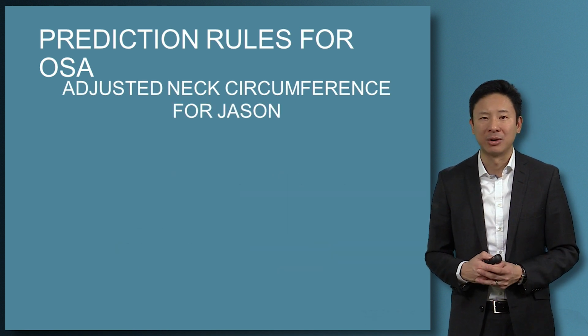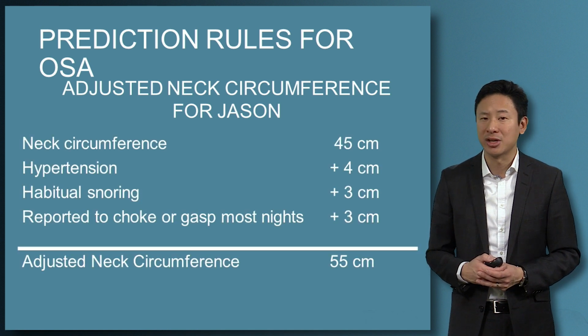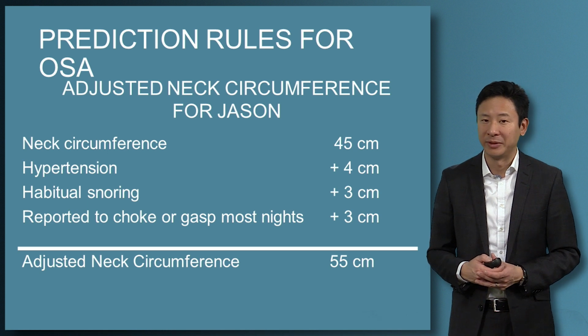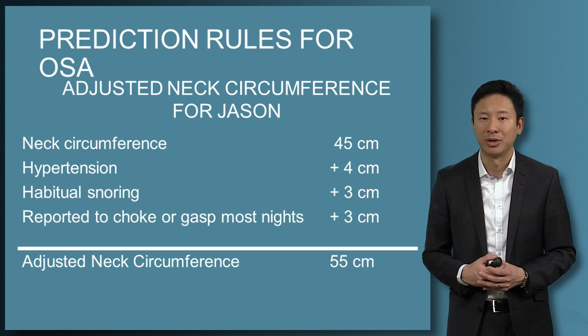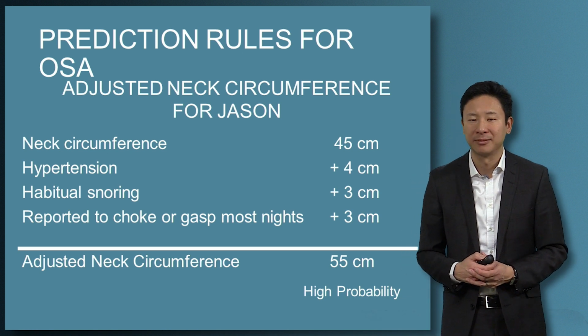Let's go back and think about our patient Jason. Jason had a neck circumference of 45 centimeters. He also had a history of hypertension. He was definitely known to be a snorer, and was also noted to have some choking and gasping spells during sleep. So adding it all up, he has an adjusted neck circumference of 55 centimeters, which would put him in a very high probability category of having obstructive sleep apnea.